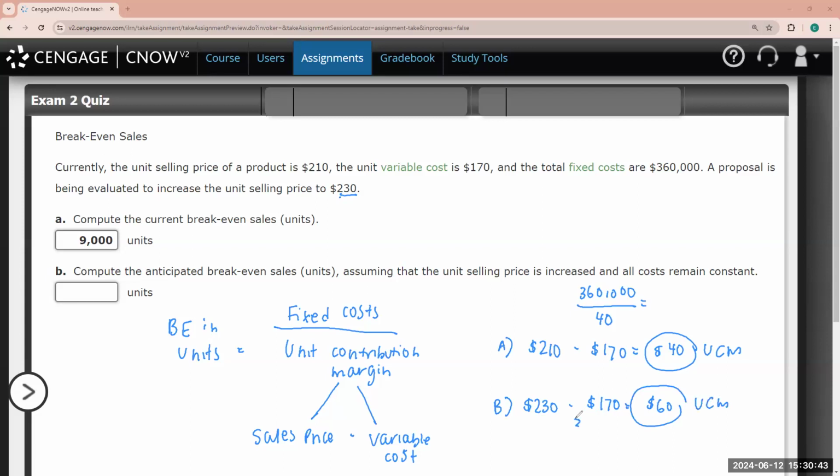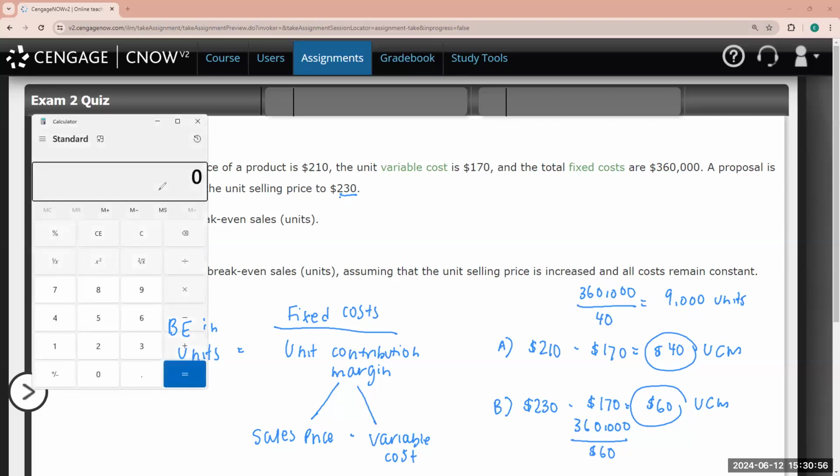So therefore, 360,000 divided by $60 would give us a total break even as follows. 360,000 divided by $60 per unit. So therefore, our new break even in units would be 6,000 units that need to be sold to break even.